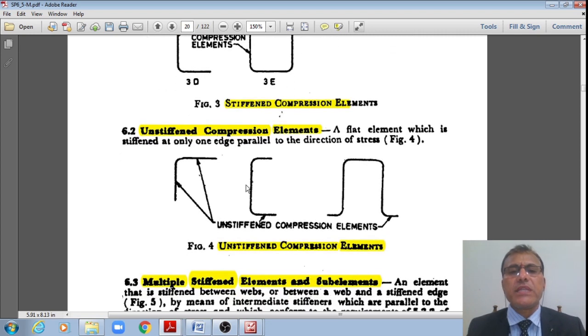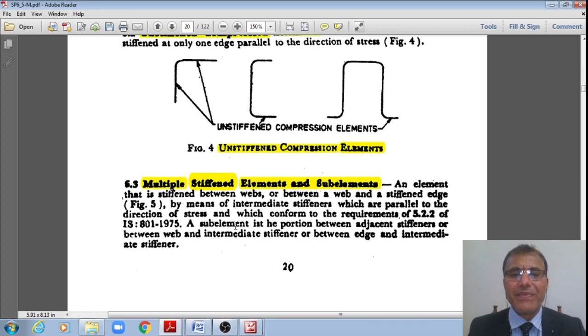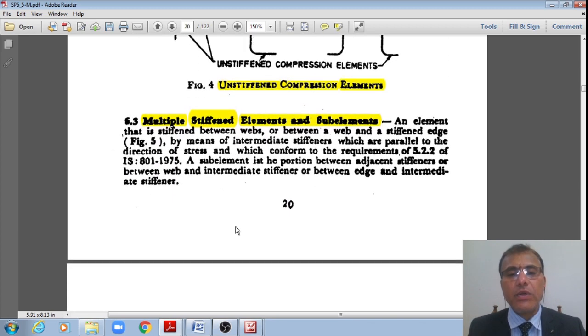Next one is unstiffened compression element, just now I told, right? Whereas here I don't have any lip, therefore this leg is what is referred to as unstiffened compression element. Therefore this is how I don't have any lip here, therefore both of these, even this lip section itself is now unstiffened. Lip section itself is unstiffened, right? These are the unstiffened compression elements. Not the member, within that I do have elements, right?